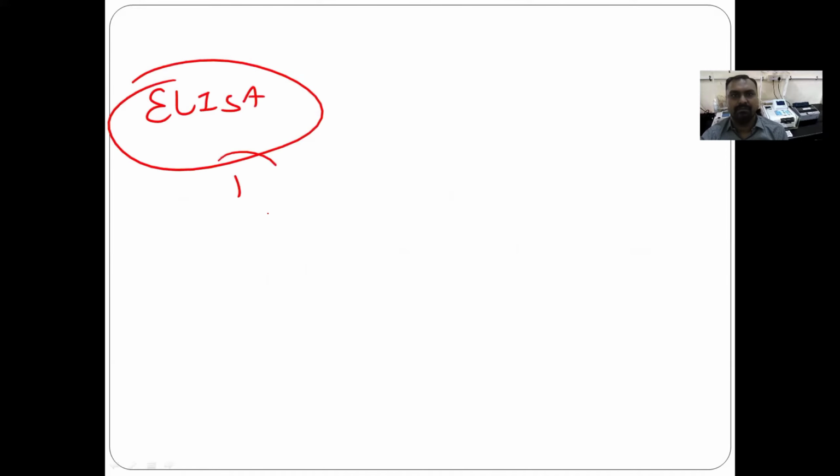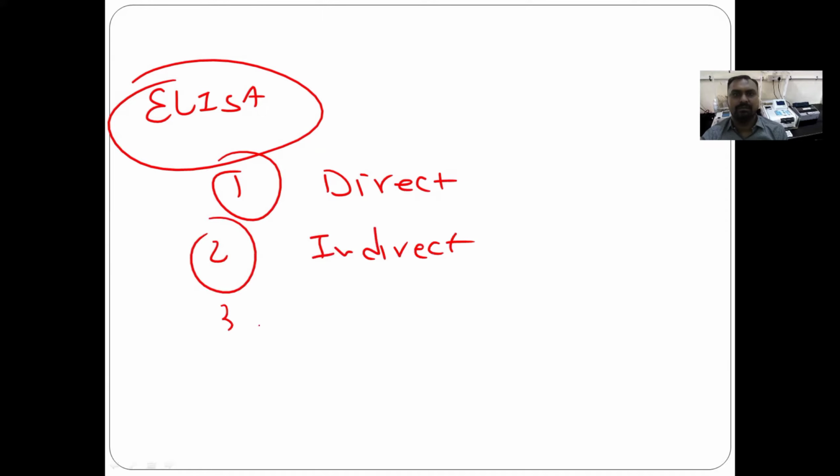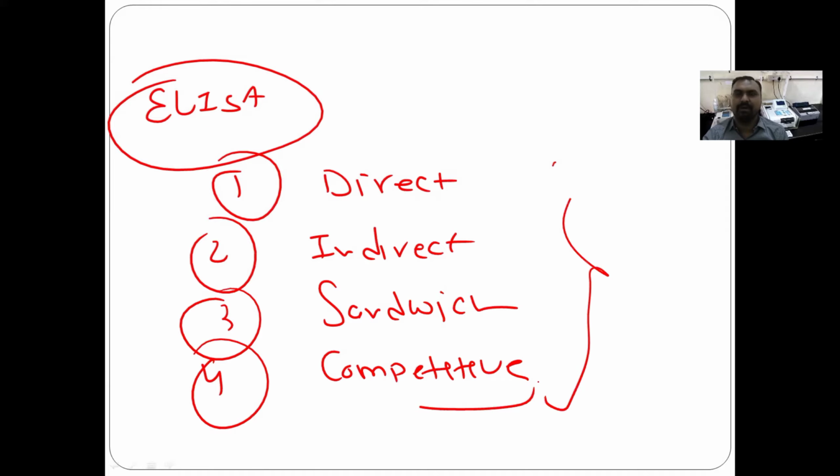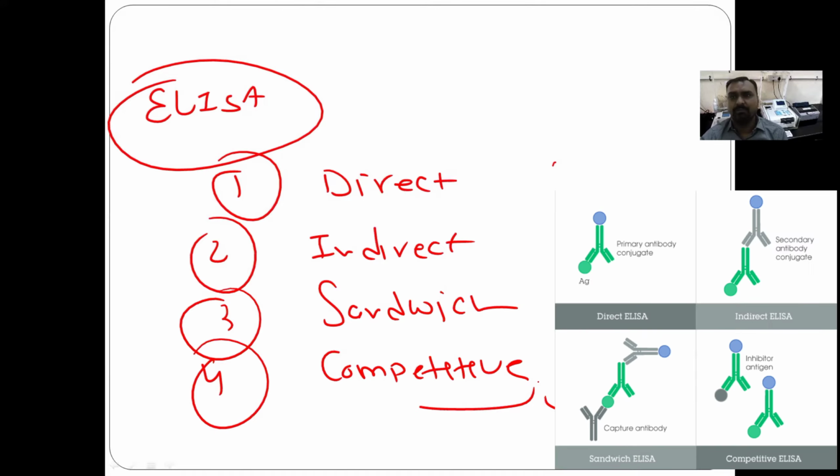Now there are four types of ELISA. One is direct ELISA, second is indirect ELISA, third is sandwich ELISA, and fourth is competitive ELISA. I will describe all these four types one by one. It is a very important shortcut in the exam, and a very important technique for the laboratory also.